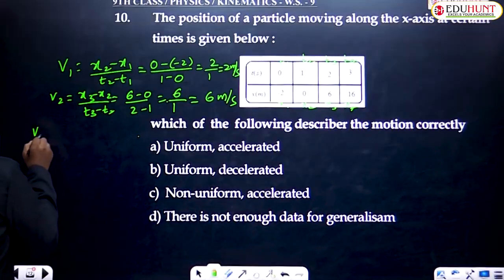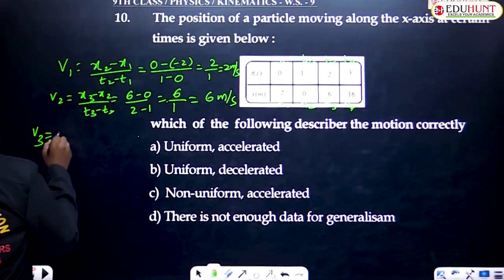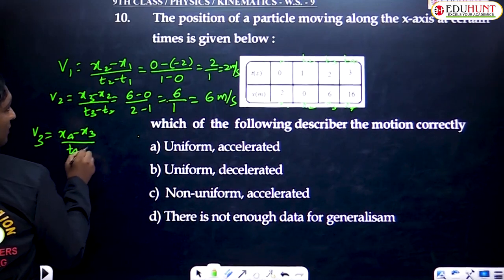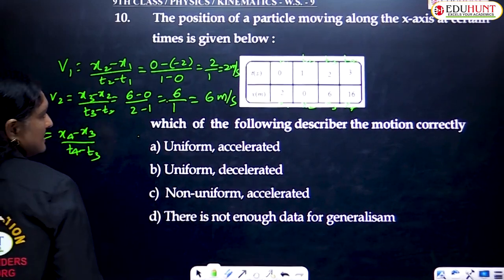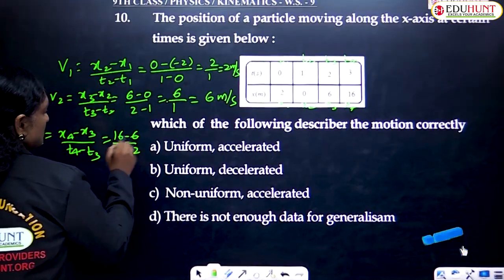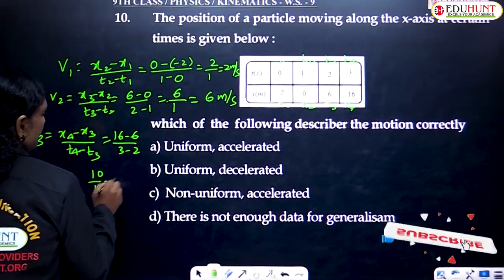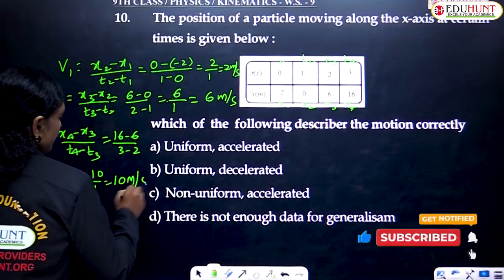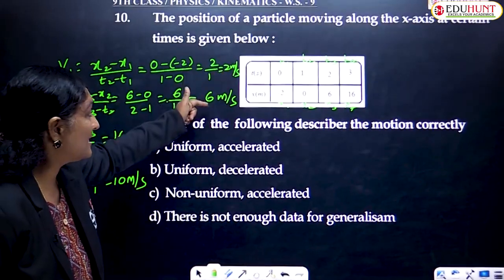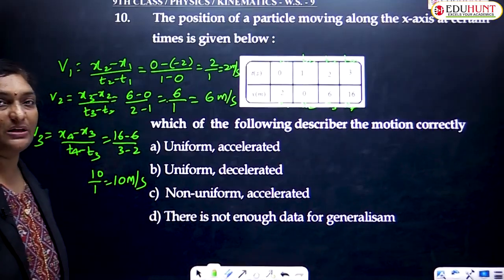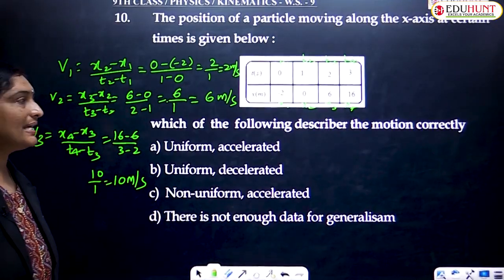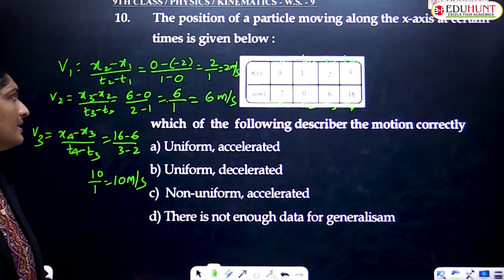Similarly, for the third case, v3 equals x4 minus x3 upon t4 minus t3. What is x4? 16 minus 6 by 3 minus 2. 16 minus 6 is 10, 10 by 1 is 10 meter per second. Clearly, earlier it was moving with 2 meter per second, later 6 meter per second, and third 10 meter per second. That means its velocity is increasing gradually. Hence, we can say that it is an accelerated motion.